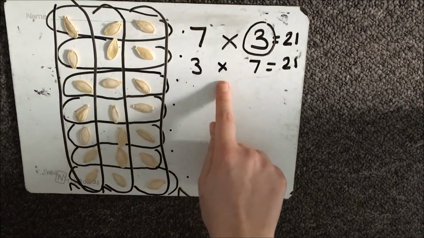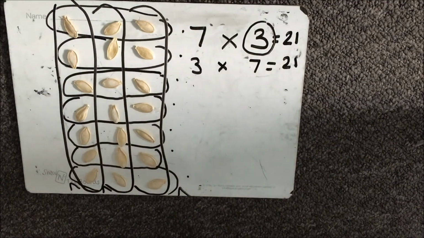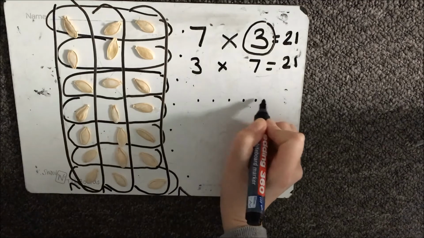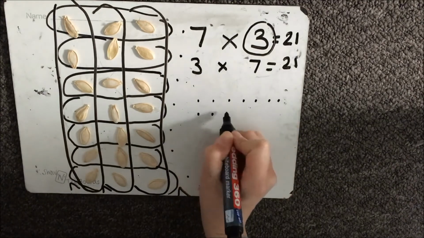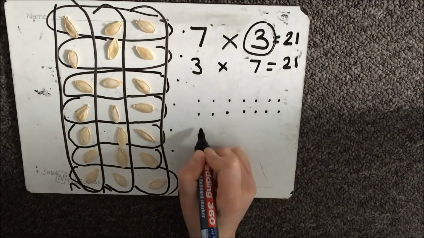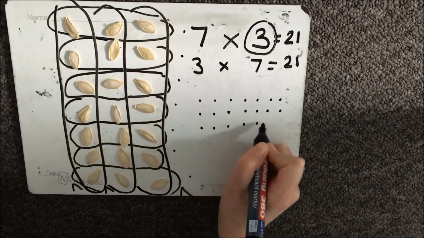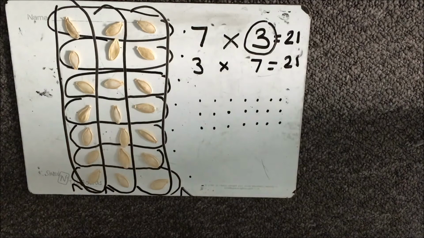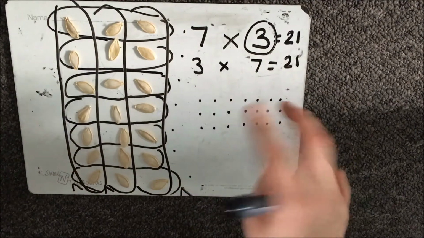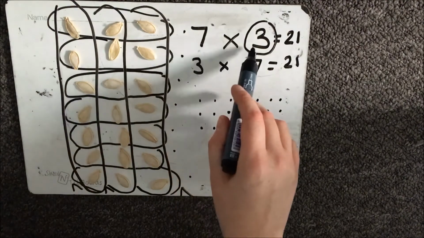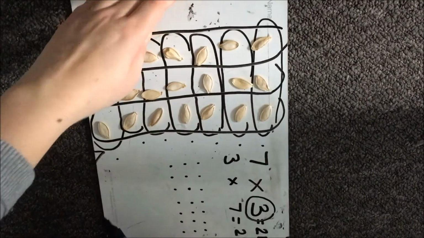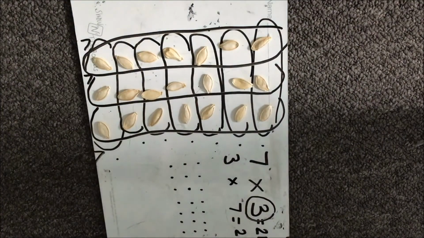If you ever see 3 times 7 and you think, oh, I don't know how to do that, you could draw an array. You could go 1, 2, 3, 4, 5, 6, 7, three times. Then you could count them all. That will get you the answer. Quicker way, just switch them round. We know 7 times 3 is 21, or switch them round, 3 times 7 is also 21.